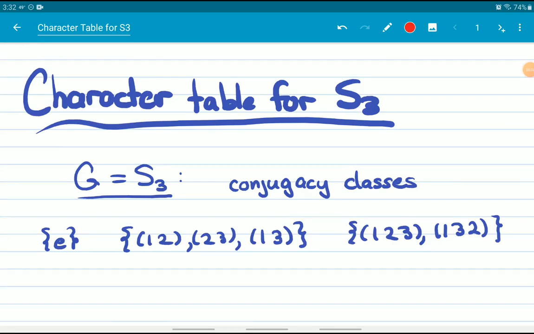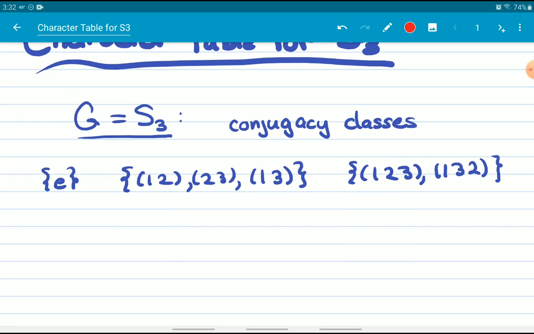Okay, so let's try to compute the character table for S3. I want to determine all its irreducible characters, and therefore implicitly all its irreducible representations. Now, S3 is non-abelian. It has 3 different conjugacy classes, so we're going to expect up to 3 irreducible representations. When I care about the class functions, which only depend on their value on one choice of element from the conjugacy class, I'm going to use these elements as my standard representatives of the conjugacy classes.